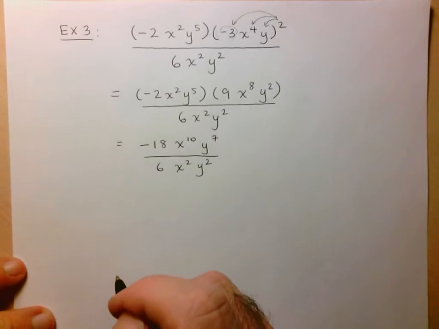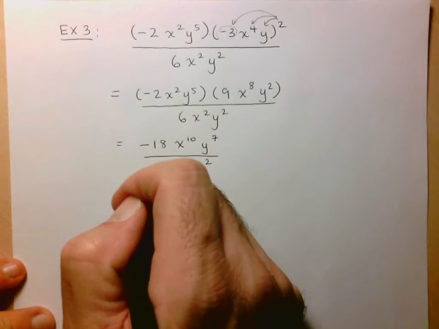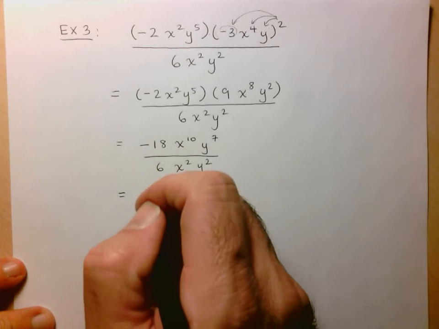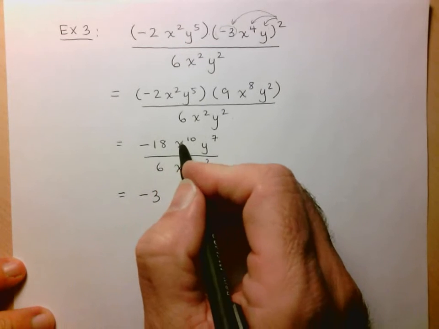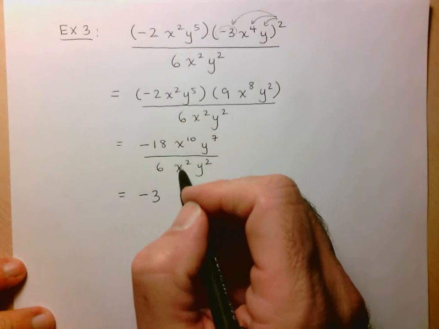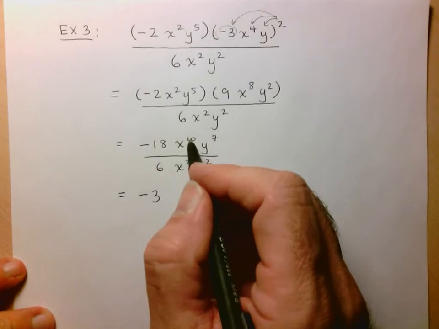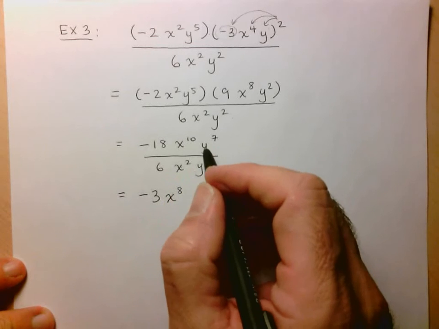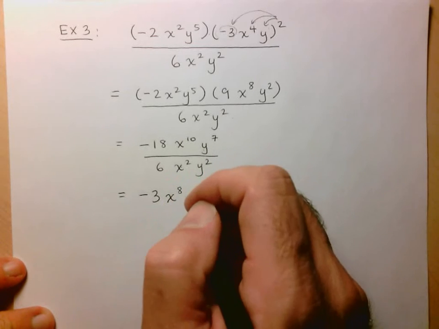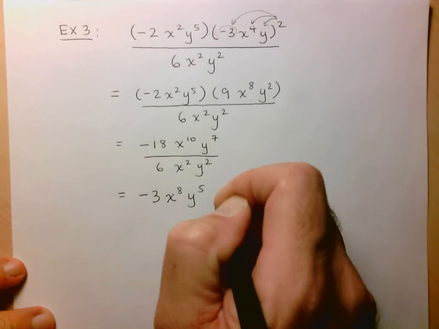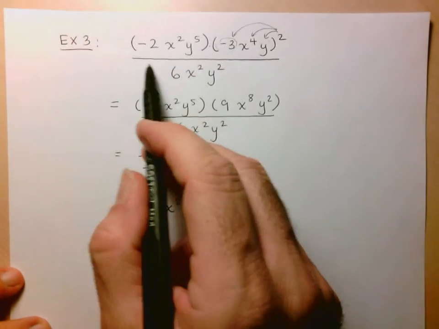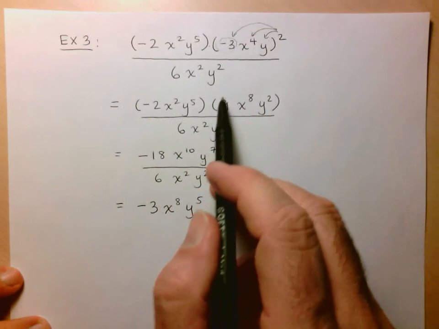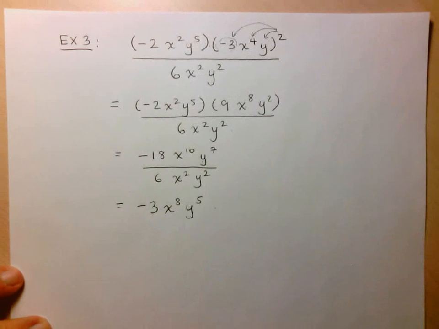Now I can perform the last operation, which is the division. Here, do the coefficients, negative 18 divided by positive 6, negative 3. X to the 10 divided by x squared, dividing powers with the same base, I subtract the exponents. So 10 minus 2 is 8, and then similarly with these powers, 7 minus 2 is 5. And there you have it. This big expression with multiplications, divisions, and powers, we were able to simplify to one single nice monomial.